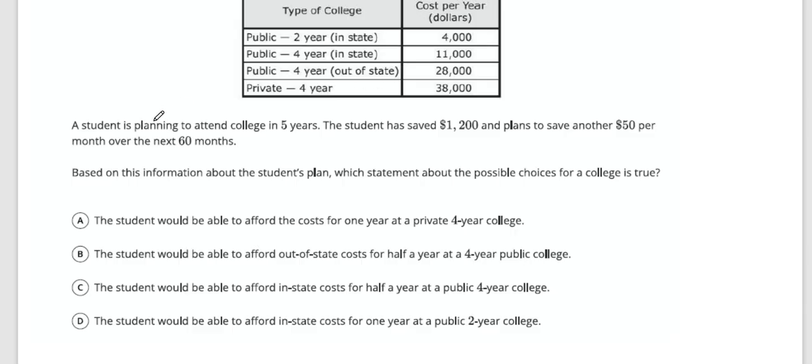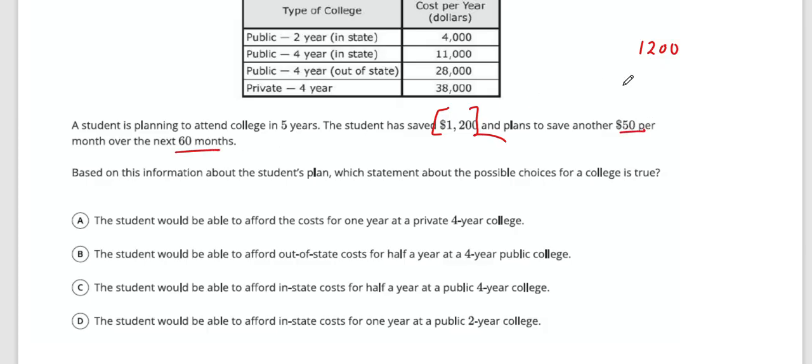A student is planning to attend a college for 5 years. The student has saved 1,200 and plans to save another $50 per month over the next 60 months. Based on the information on the student's plan, which statement about the possible choices for a college is true? So I see he already has 1,200. Now he wants to save 50 for 60 months.